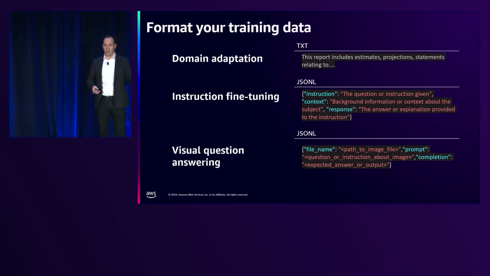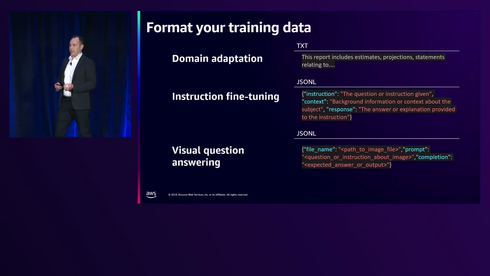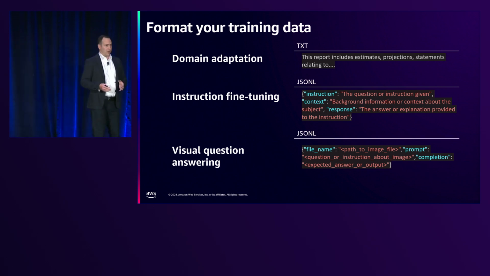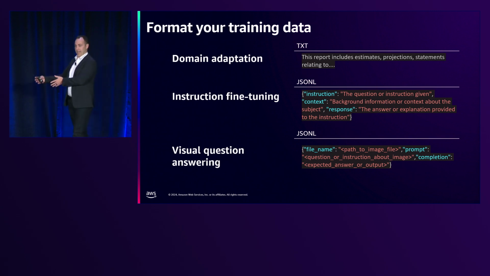In terms of how you're actually configuring that data and sending it to the model, domain adaptation is probably the most straightforward. It's a simple text file. And instruction tuning or visual Q&A, it's a JSON format where you're specifically identifying the role that the model will play in that question and that answer pair.